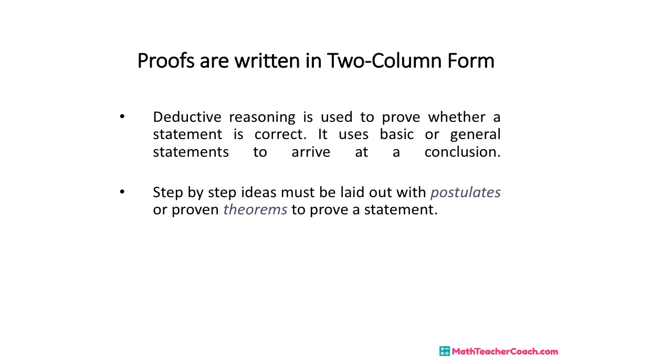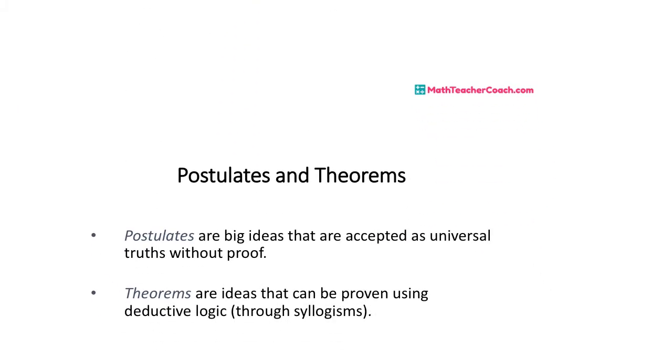Proofs, it says here, are written in two-column form. We are going to use deductive reasoning to prove whether a statement is correct. Use basic or general statements to arrive at a conclusion. So remember, deductive reasoning is where we only use facts to move from one step to another. Step-by-step ideas are postulates and theorems. We're not worried about that right now. Today, we're only worried about Uno.